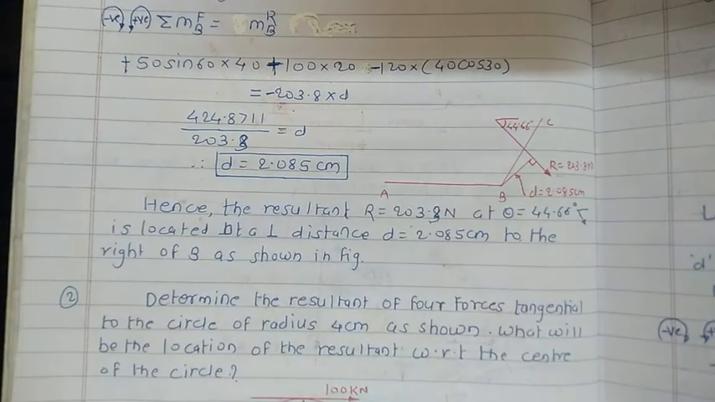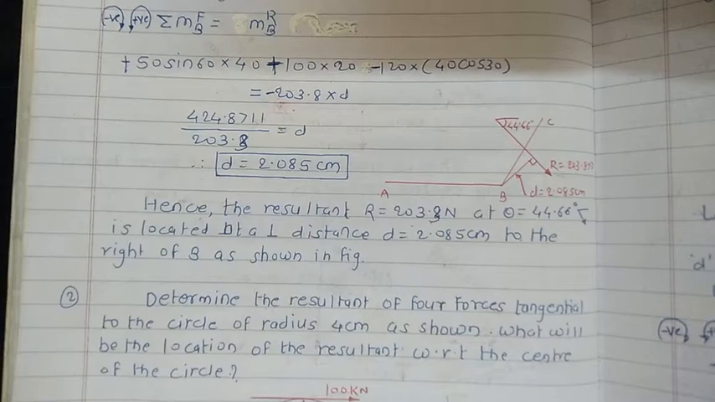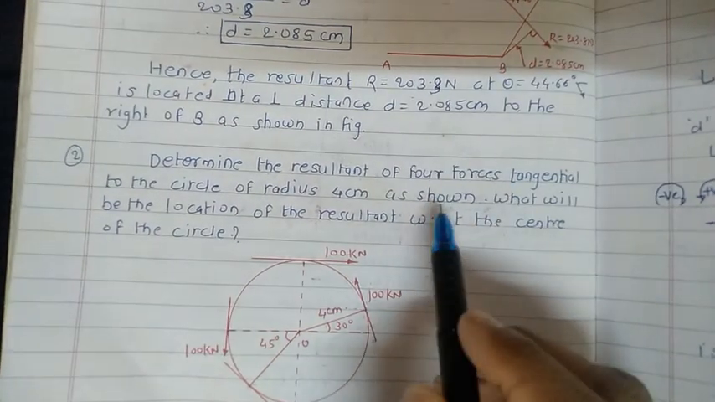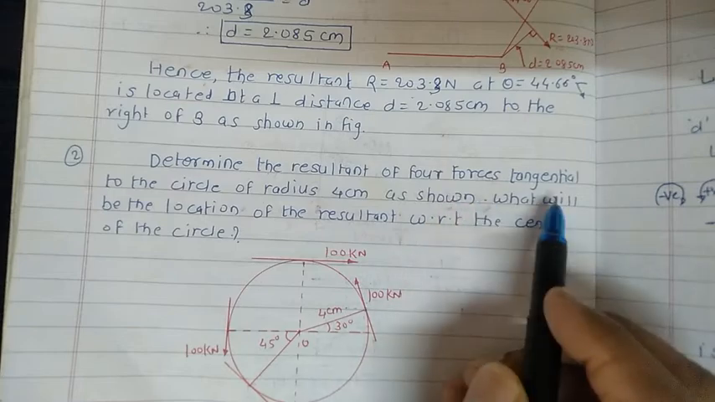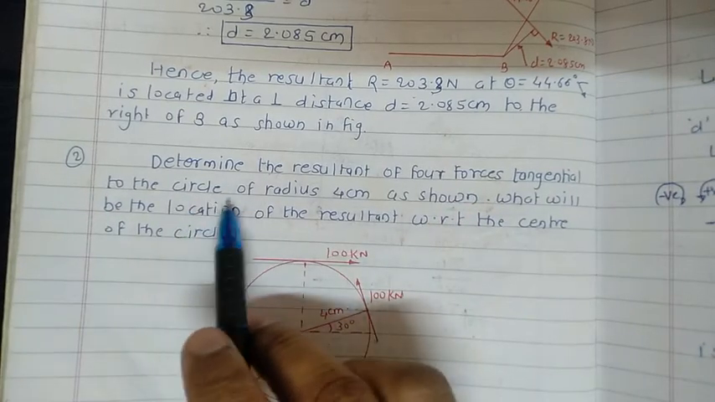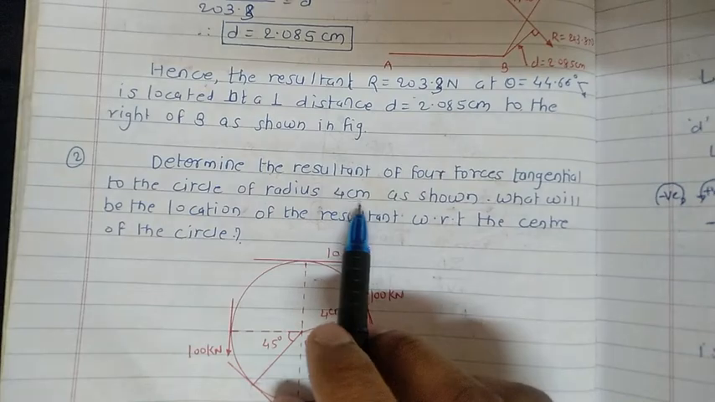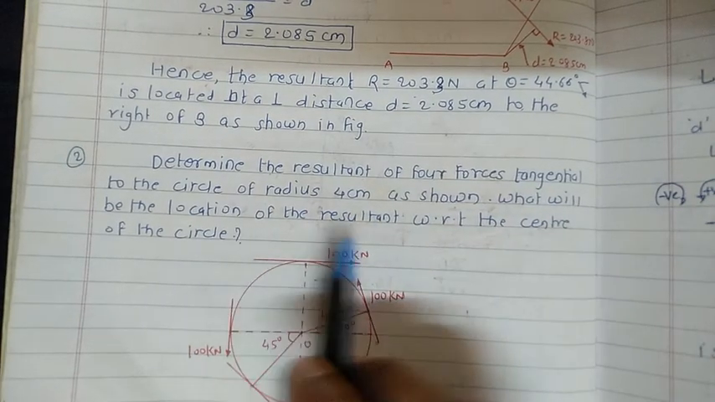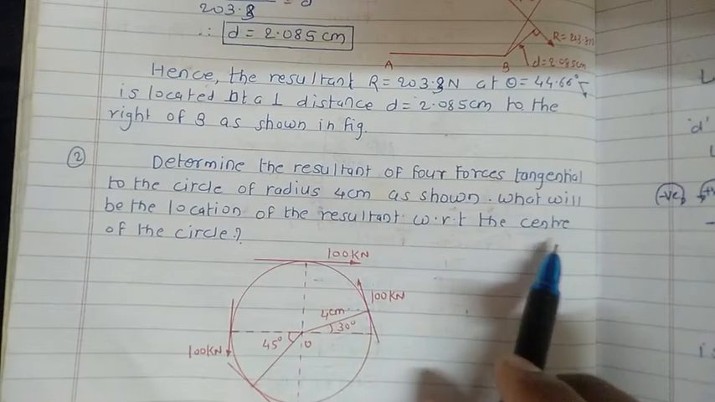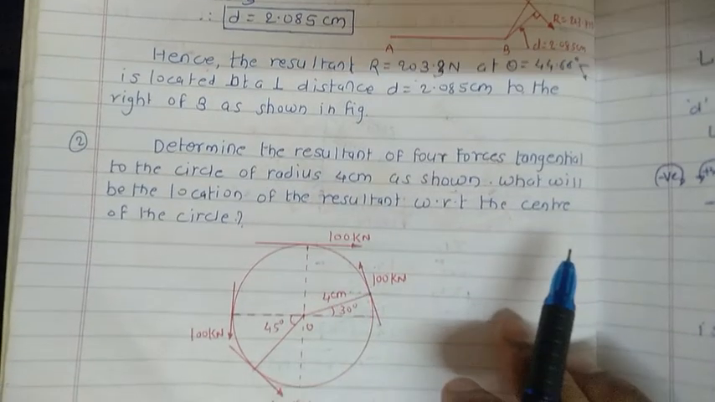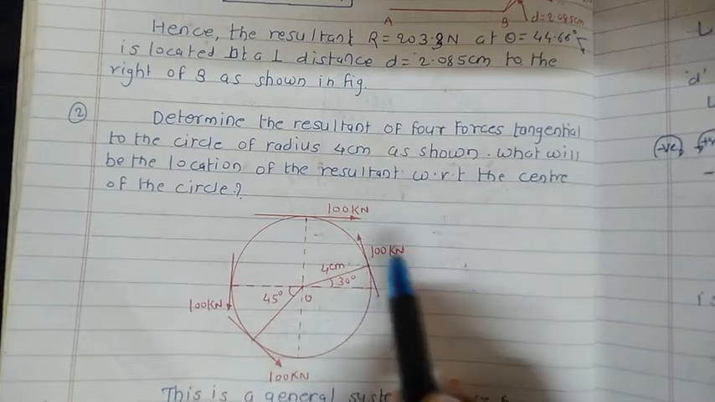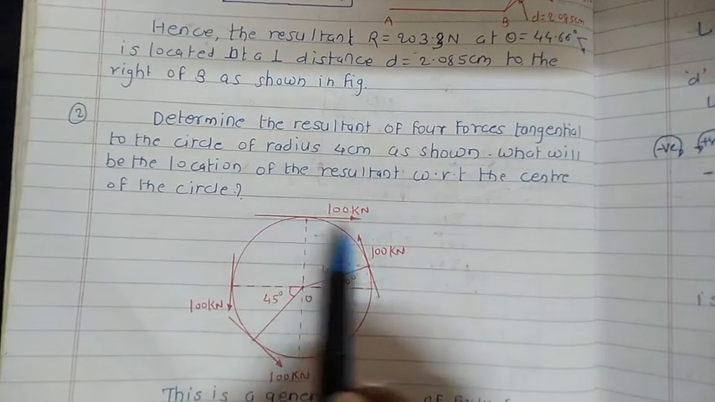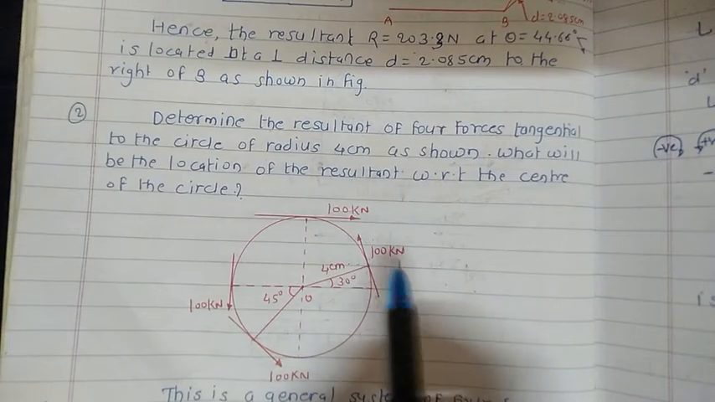Okay, so let us start with the next problem. Determine the resultant of four forces tangential to a circle of radius 4 centimeter as shown in this figure. What will be the location of the resultant with respect to the center of the circle? This is the force system given. What about this force, 100 kilonewton?